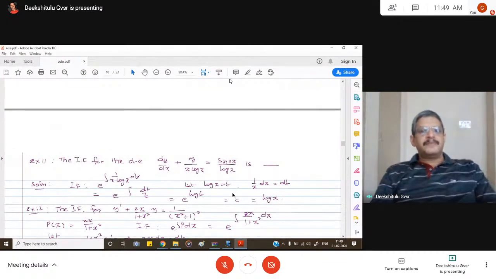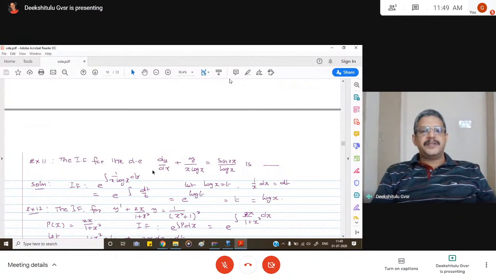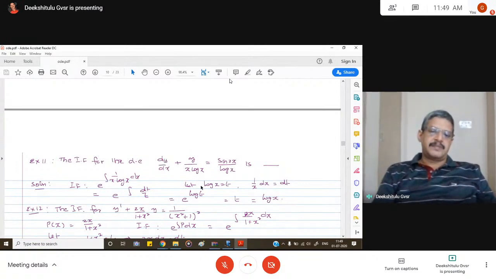So one more problem. Find the integrating factor for the differential equation. What is the integrating factor? dy by dx plus y by (x log x) is equal to sin 2x by log x. So it's the standard problem, dy by dx plus p of x into y is equal to q of x. What is p? 1 by (x log x).